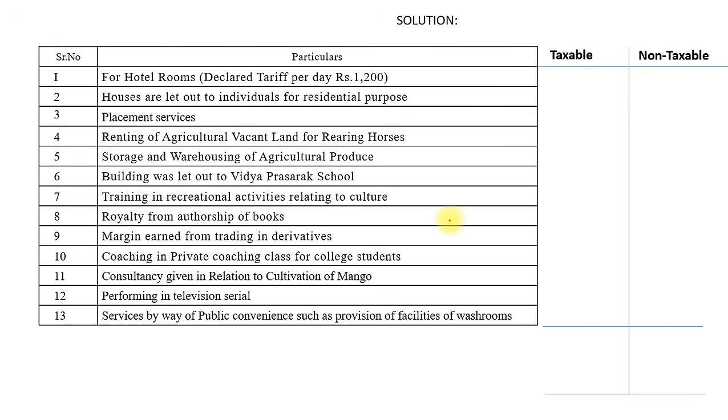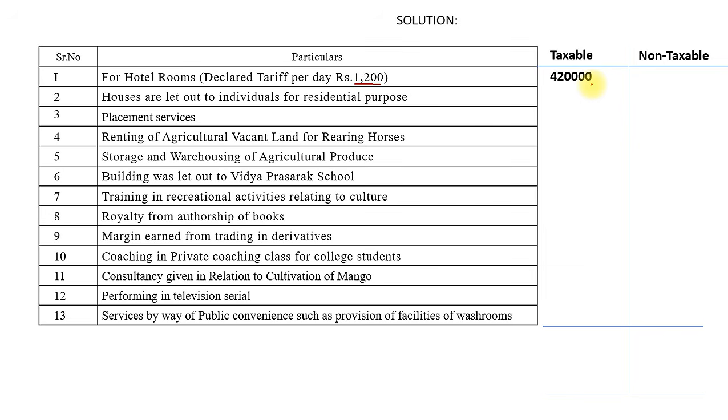Two columns, taxable and non-taxable. The amounts are directly taken from the question. We just have to understand whether each is taxable or non-taxable. First, for hotel rooms, the declared tariff per day is 1200. As I told you, the rule is if the tariff of a room of a hotel or lodge is less than 1,000, you don't have to pay tax. If it is more than 1,000, it is fully taxable. So whatever amount is given in the question, that full amount will come under the taxable column. No calculation there.